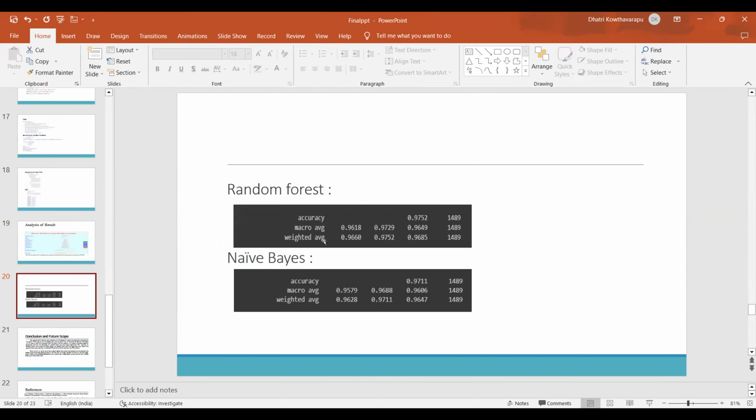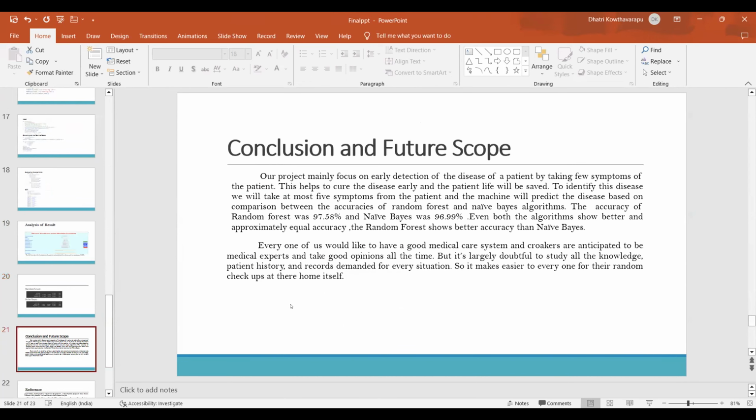This shows the final Random Forest accuracy and the Naive Bayes accuracy. In this comparative model, both the algorithms showed similar results. What I conclude from this project is that early detection of disease can save the patient's life, and it is easy to use because of its GUI, and it has given 97% accuracy.